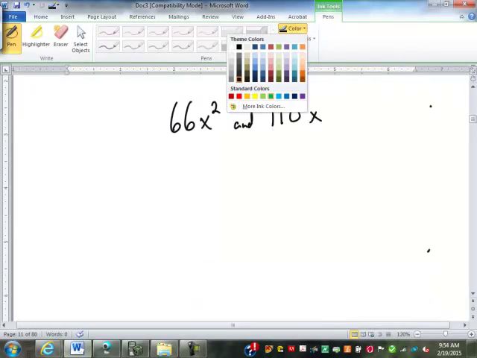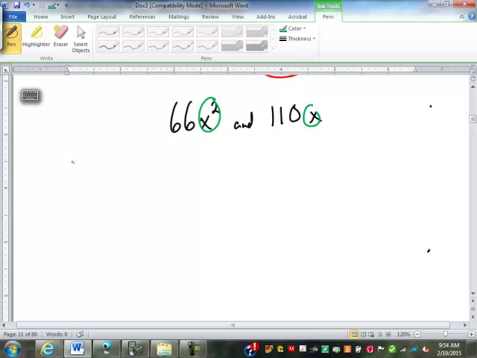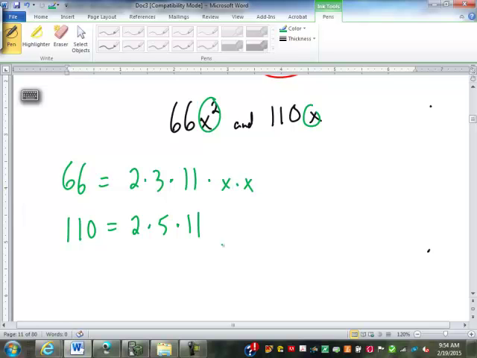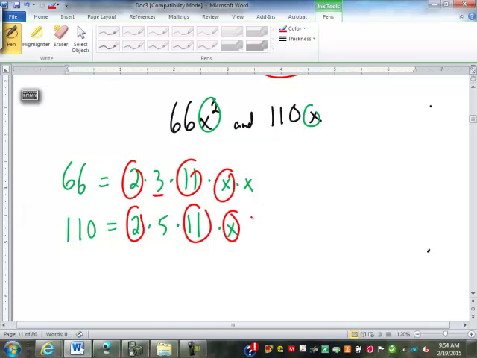So the hint I gave you was to ignore the variables and just deal with the numbers. So if we factor 66, it is 2 times 3 times 11. If we factor 110, it's 2 times 5 times 11. If we were to throw the variables in, x squared is just x times x. And of course, x is just x. So what do we have in common? We have a 2, we have an 11, and we have an x. On top, we have a 3 that we need down here. We also have another x that we need down here. On the bottom, we have a 5 that we need up here.